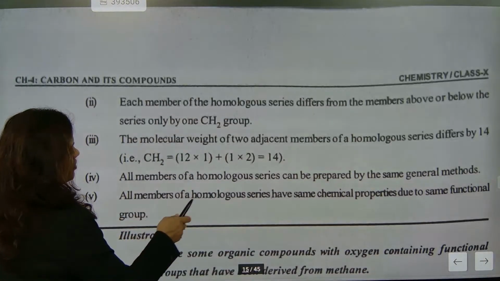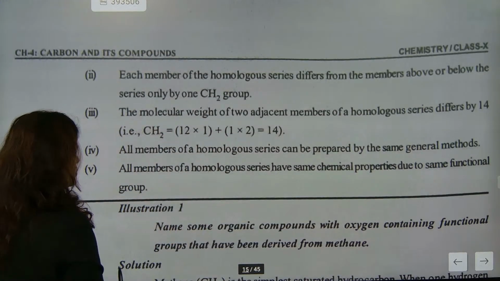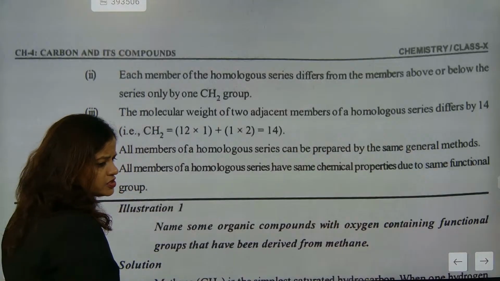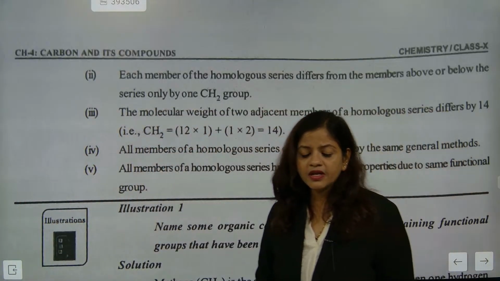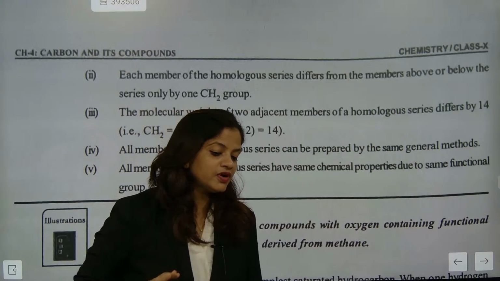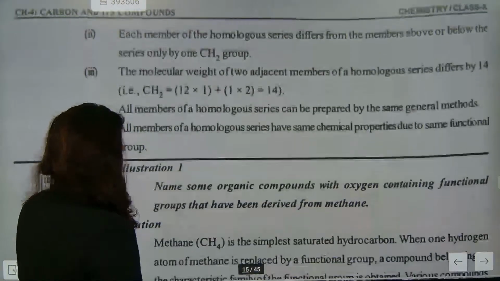Next, all members of a homologous series have the same chemical properties due to the same functional group. Their chemical properties remain the same. I repeat, due to the same functional group, their chemical properties remain the same.